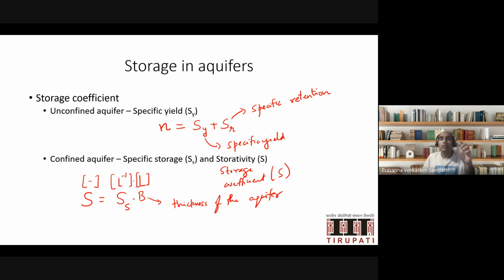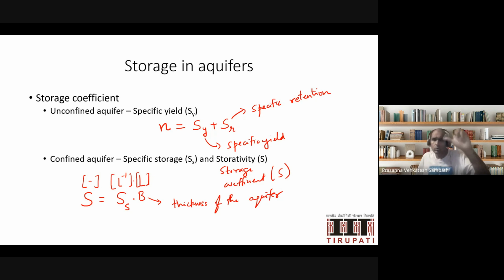So the storage coefficient, like the specific yield, does not have any units, right? Porosity doesn't have any units. It's volume divided by volume, right? So it doesn't have units. So specific yield also doesn't have any units. Similarly, storage coefficient or storativity also does not have any units. But the specific storage has units of L minus 1, right? Because I multiplied by the thickness of the aquifer and I get a dimensionless quantity. So therefore specific storage must have units of L minus 1.